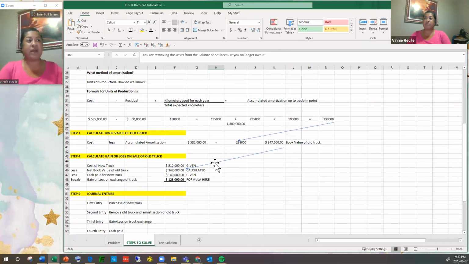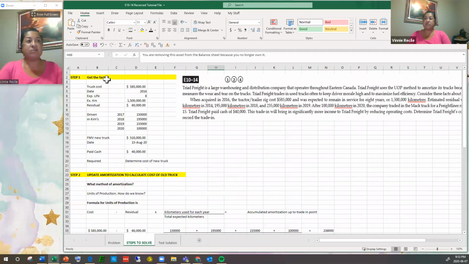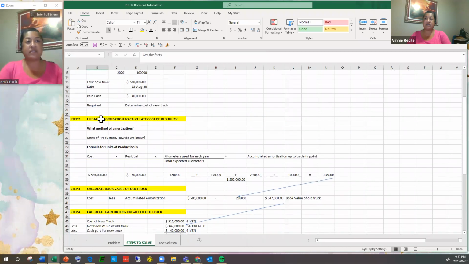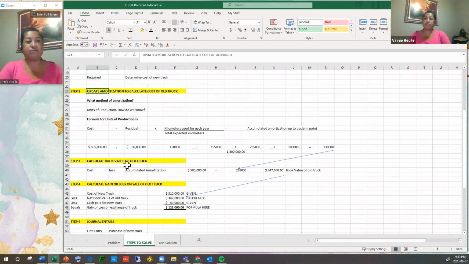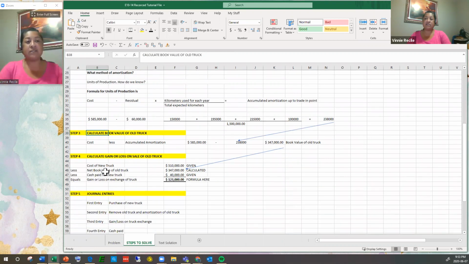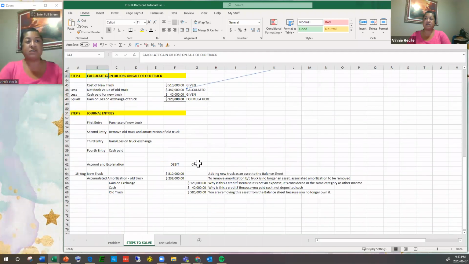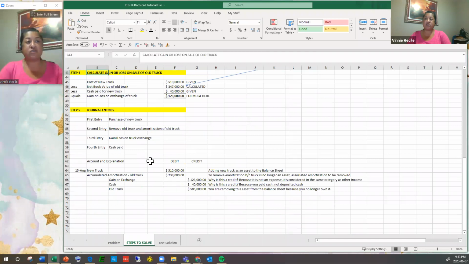So let's just recap the steps that we've used here. The first thing is we've recorded the facts and jotted those down in a summary, so we have that as a reference point. The second thing we've done is we've updated the amortization to calculate the cost of the old truck. We've then calculated the book value, and then we've moved to trying to figure out, did we make money or lose money on this transaction? And then the last step, of course, is the journal entry.